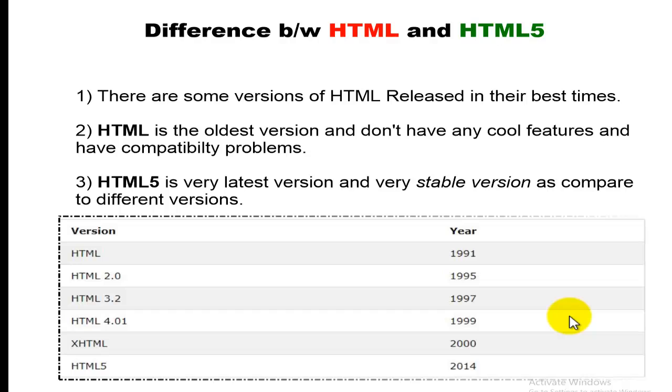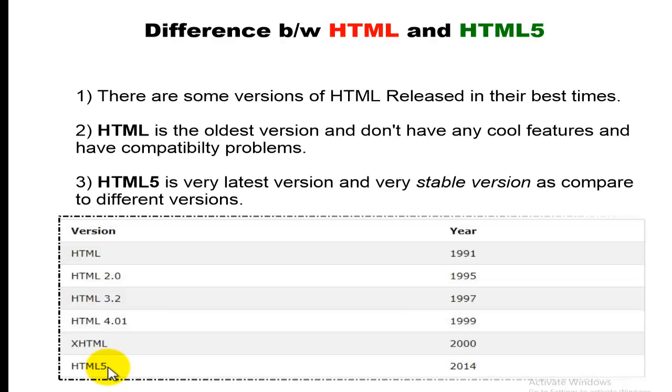So here the first thing: what is the difference between HTML and HTML5? There are some versions of HTML released over time. In 1991, HTML was the best version. People say that this is mind-blowing. And in 1995, HTML 2.0 and so forth. And nowadays, HTML5 is the latest and most stable version compared to the different versions.